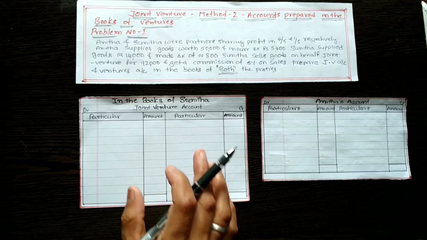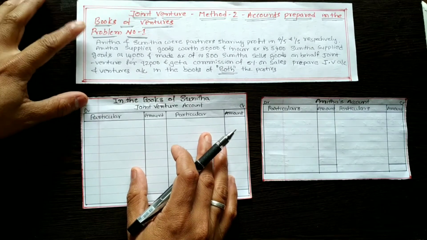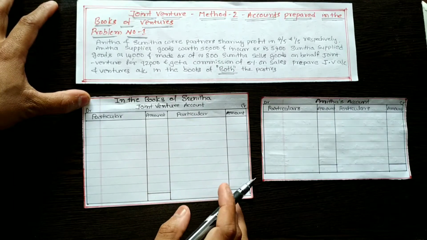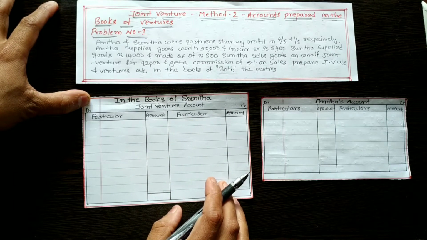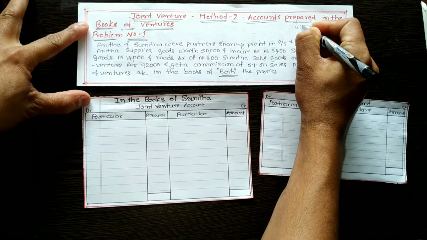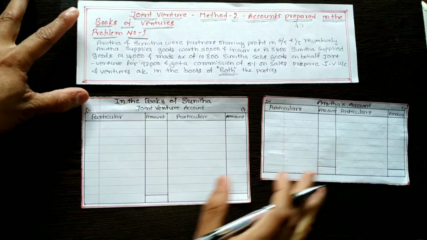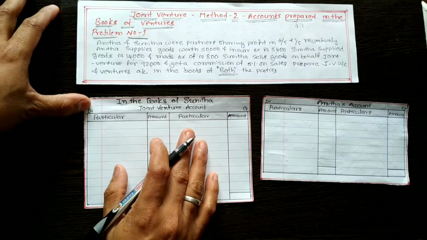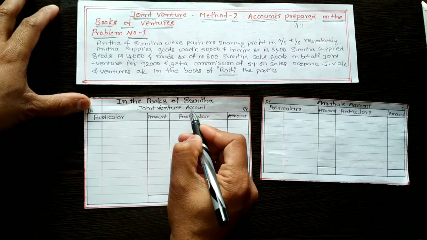See the problem. Anita and Sunita were partners sharing profit in 4/5 and 1/5 respectively. The profit sharing proportion is 4:1, that means 4/5, 1/5. Anita supplies goods worth 50,000. Who supplies? Anita. We are going to prepare in the books of Sunita.